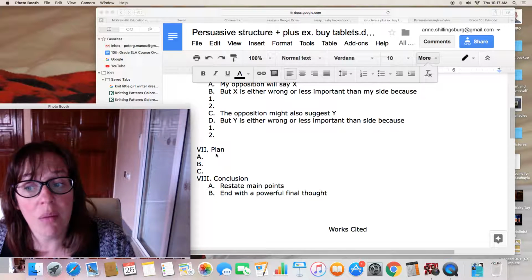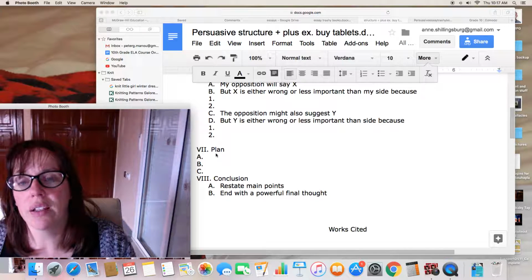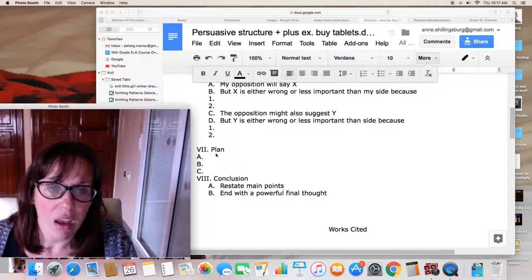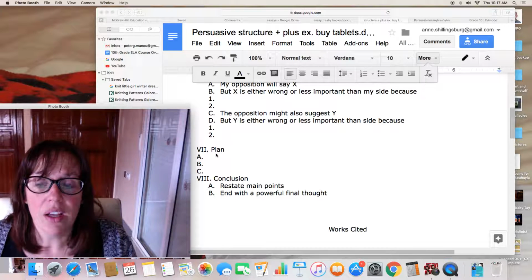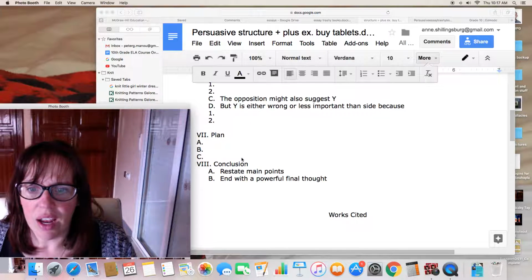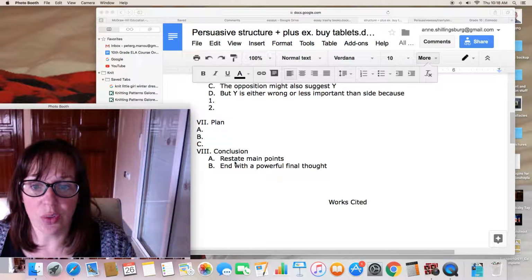But some persuasive points are going to need a plan. So for child marriage, I don't want to just argue, hey, child marriage is bad. I need to argue that something should be done about it, right? So the thing that should be done might very well require a plan. Okay, and then your conclusion, like every essay, restates the main points, and it ends with a powerful final thought.